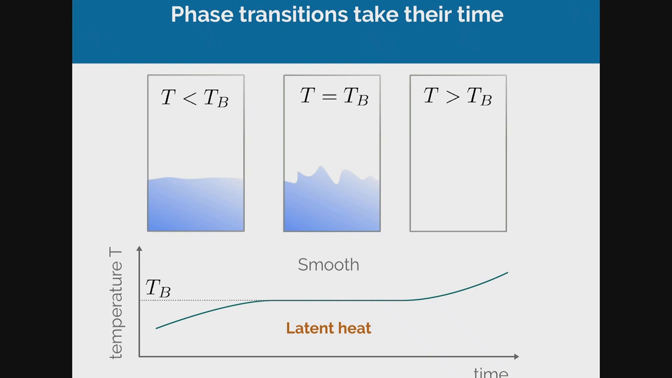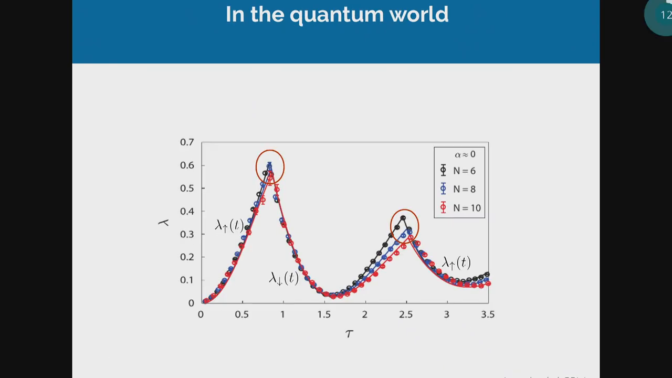And the main point of the lecture that I would like to show you in the following is that when you go to quantum systems, things can be actually different. What you see here, and I will discuss this in more detail later on, is some quantity, which is called lambda, I will define it later, as a function of time. And as you can see, this function can become non-analytic, not as a function of a control parameter, but as a function of time, as you let your system evolve.